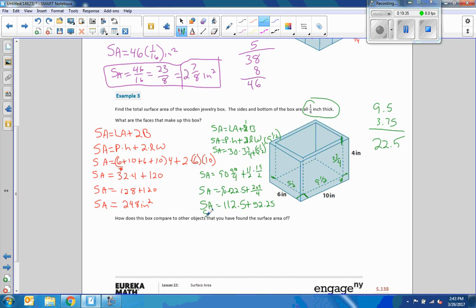So when I add these all up, I finally get 5, 7, 2 plus 2 is 4, 5 plus 1 is 6, and then the 1. So the answer is 164 3/4. 164.75 inches squared is my final surface area. Okay, that was a really complex problem. Would I ever ask you to do that for a quiz or a test? Most likely.